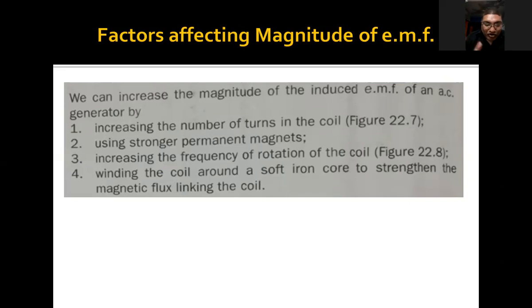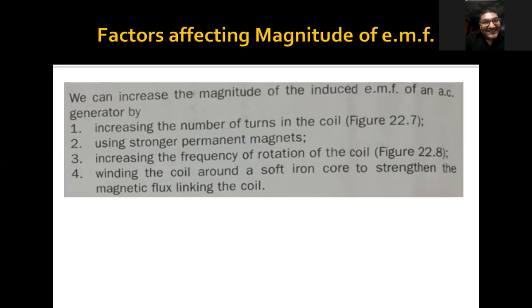If you use a stronger magnet, the current which will be induced by the generator, the EMF which will be induced by the generator, the alternating current and alternating EMF, they will have larger magnitude. The current will have larger magnitude. The EMF will have larger magnitude, but the frequency of the current will be the same as that of the previous. The frequency will not change.